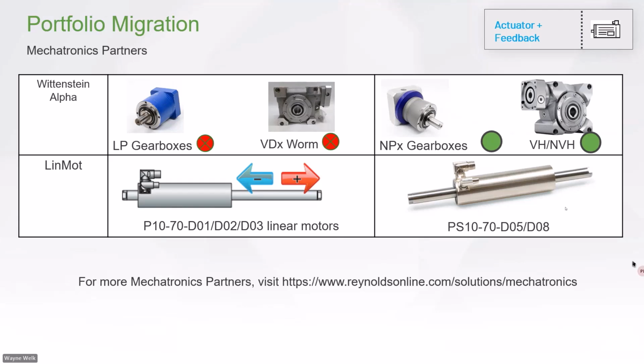Okay, last slide. Finally, our many mechatronic partner vendors all have their own back catalog of mature and discontinued products with new and improved equivalents. Some ones that I'm familiar with are the Wittenstein Alpha LP gearboxes. Those have been replaced by the new, more flexible options of the NP series, or the aging VD worm drive designs, or also the Linmot linear motors. The older ones, DO1, DO2, DO3, have been replaced with newer temperature feedback options, DO5 and DO8. Contact us for information and be sure to check out the Reynolds Mechatronics webpage for an updated list of partners.